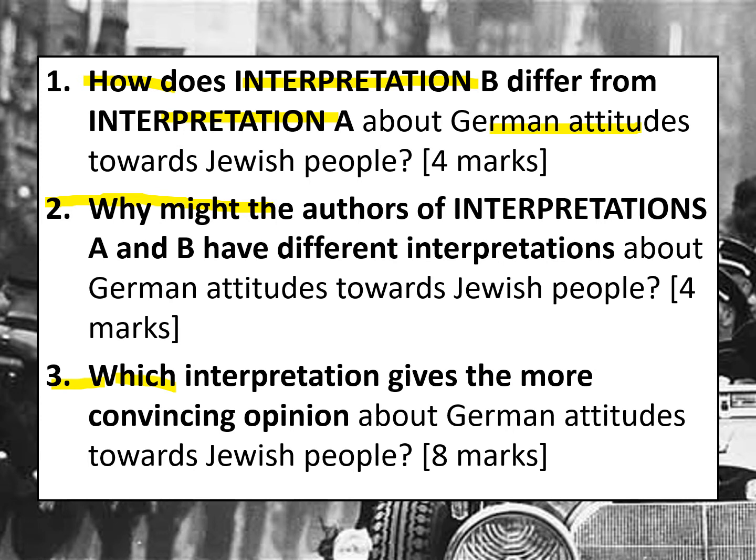The final question, which is worth 8 marks, so you'll spend twice as long on it, you'll spend about 10 minutes on it, you're going to have to answer which interpretation gives the more convincing opinion about German attitudes towards Jewish people.